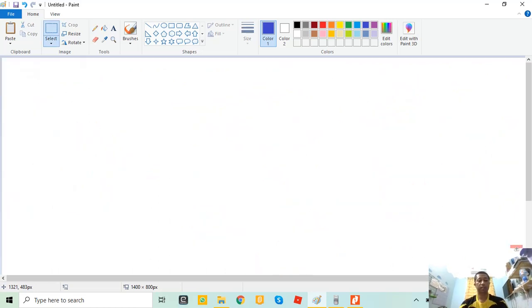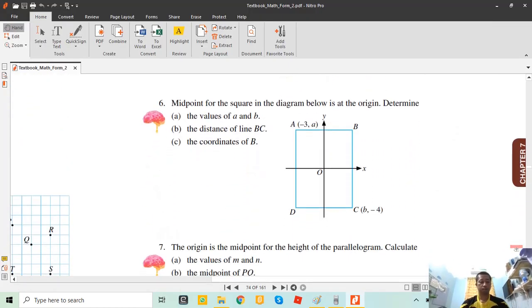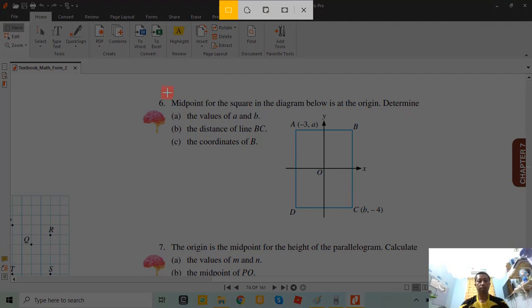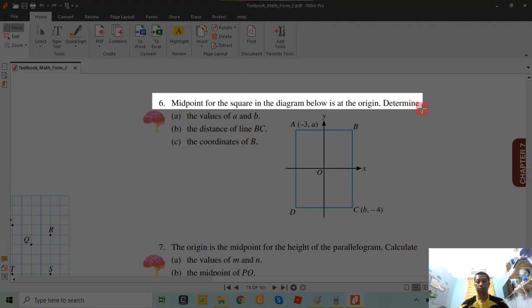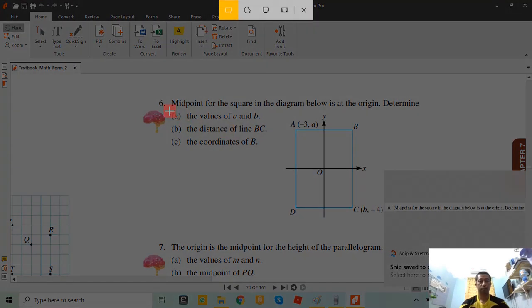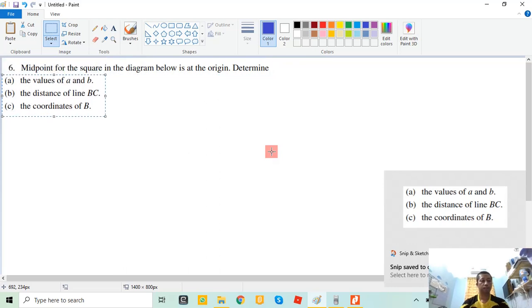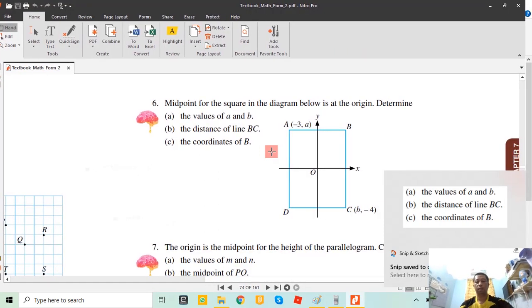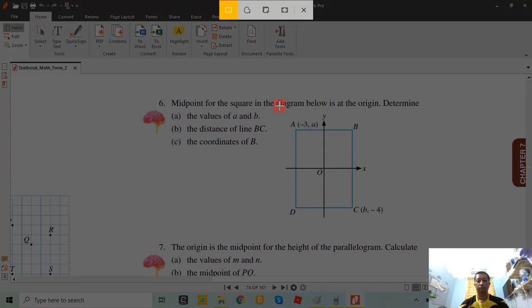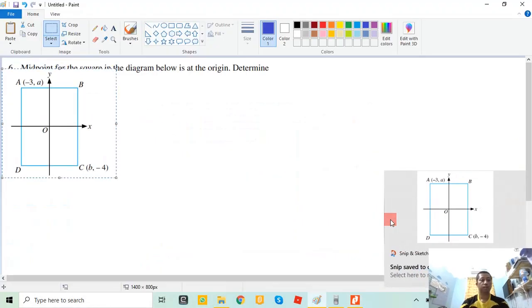Okay, next we go to question 6. Let me copy like this, one by one. Okay, and then the diagram. Okay. So the diagram I put here.